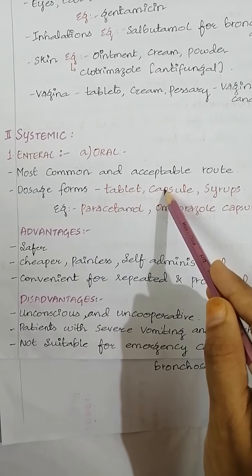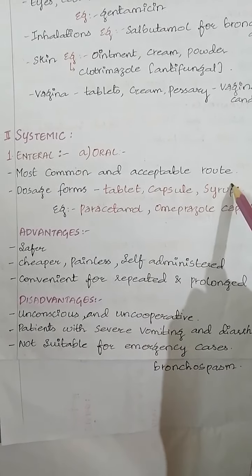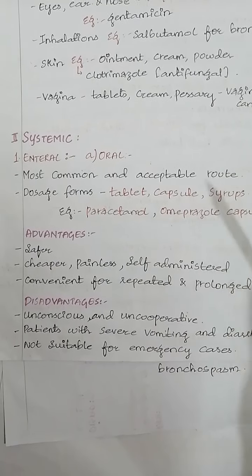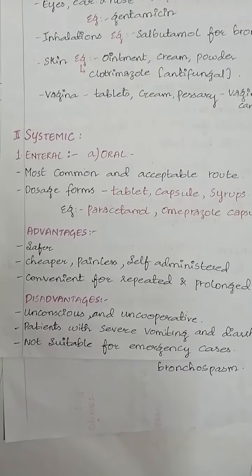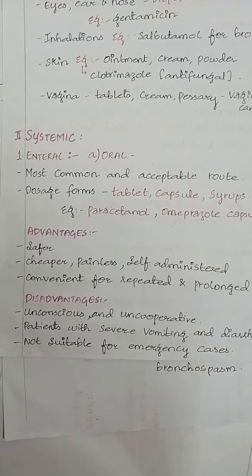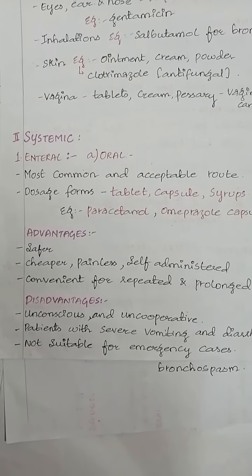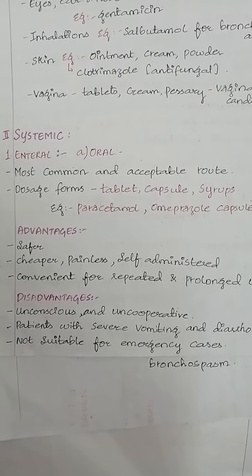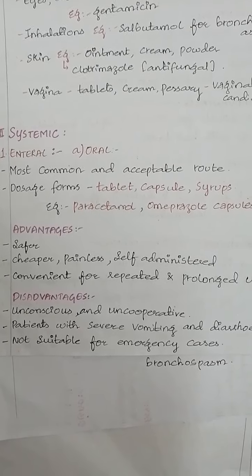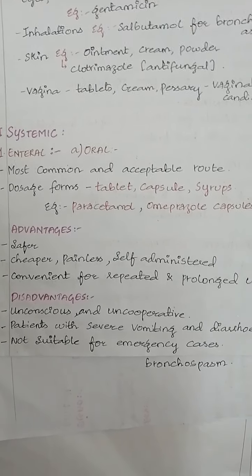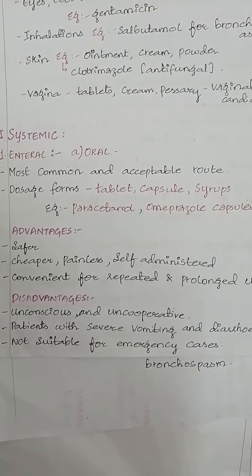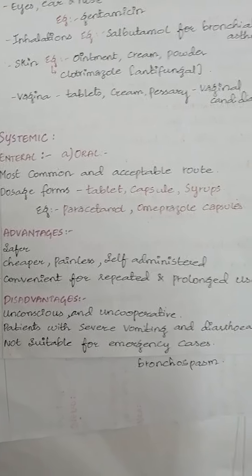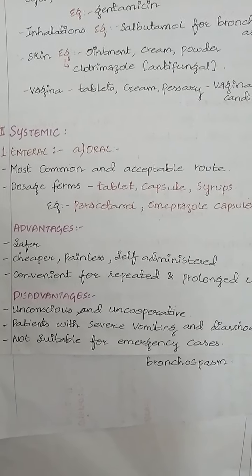This is the most common and acceptable route of administration. Oral dosage forms are tablets, capsules, syrups. Examples are paracetamol as a tablet, and omeprazole capsules as antacids.